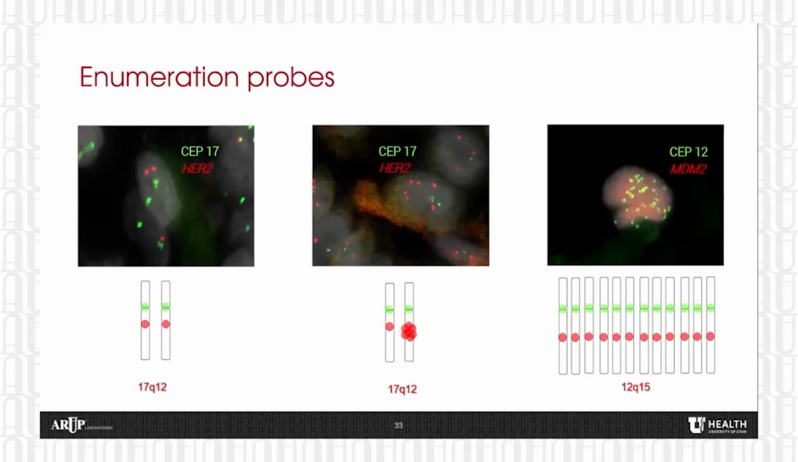Another scenario is when you have multiple copies of both the control probe and target probe, in this example, chromosome 12 and MDM2. So you can infer that what has happened is polysomy of chromosome 12, since although there are multiple copies, the ratio is still 1.